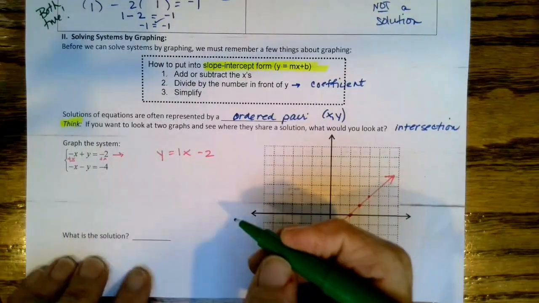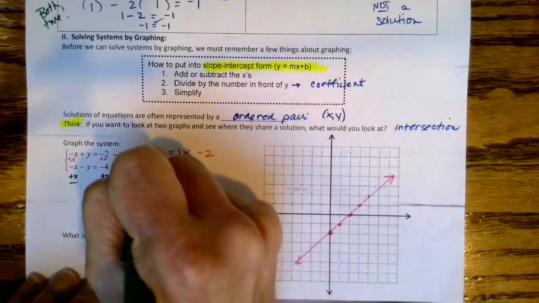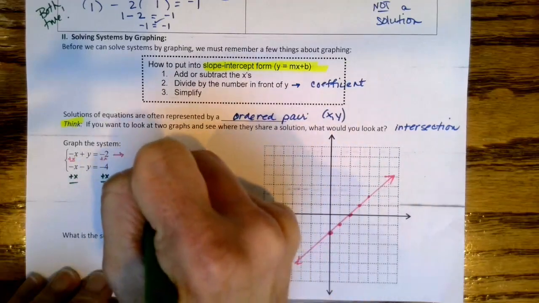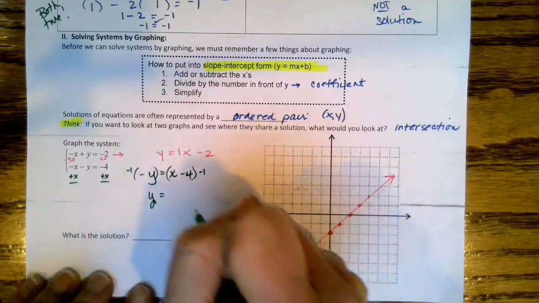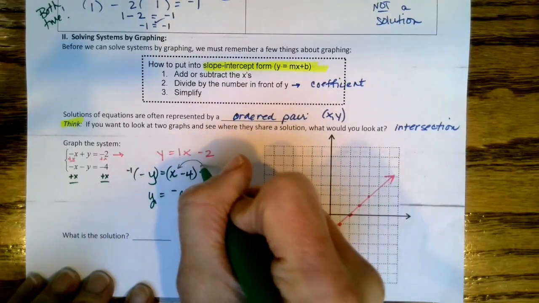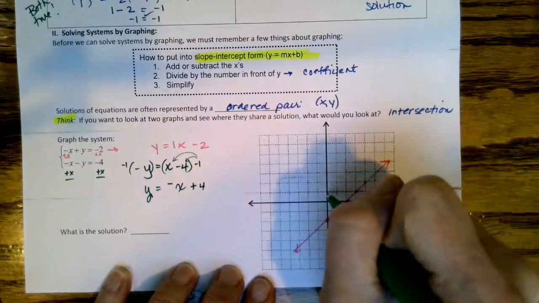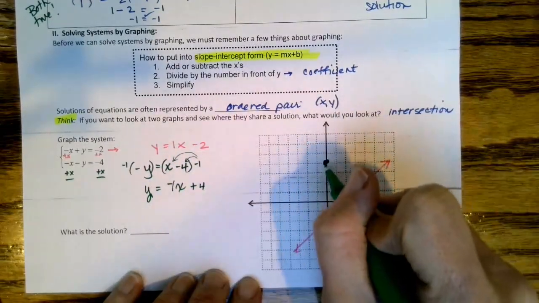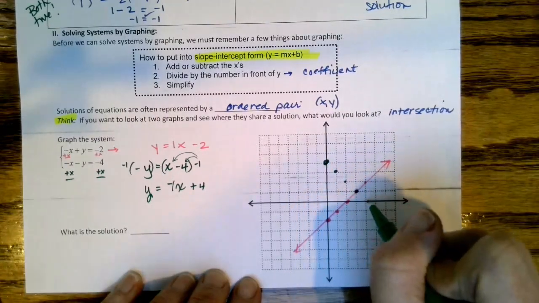My second equation, if I add x to each side, I'm going to have negative y is equal to x minus 4. I'm going to multiply everything by negative 1 to solve for y. Y is equal to negative x plus 4. Watch that sign as you share it out. Which means I'm going to go up to positive 4. 1, 2, 3, 4. And I have a slope of negative 1. So fall 1, run 1, fall 1, run 1, fall 1, run 1, fall 1, run 1.